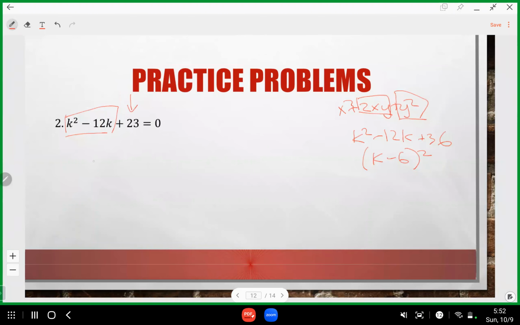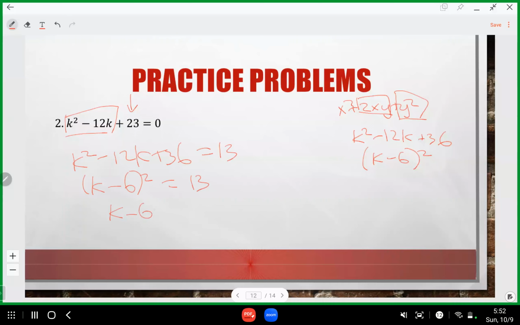What did you say? 13? All right, very good. Let's make this into 36 by adding 13 to both sides, because we don't want to forget that. Then (k - 6)^2 is equal to 13.